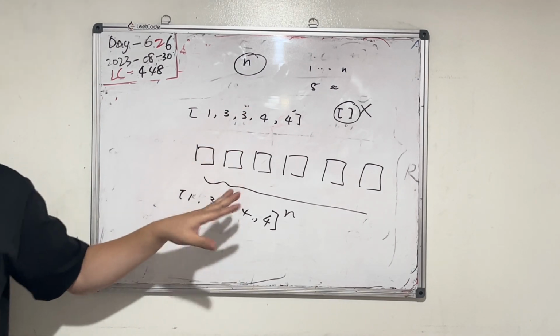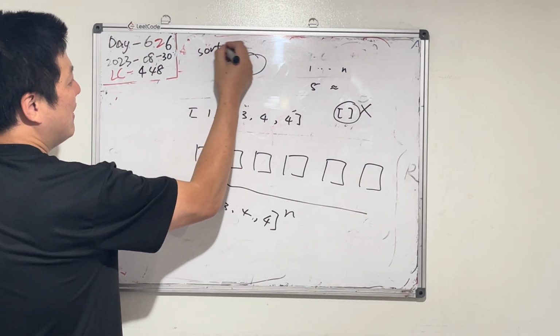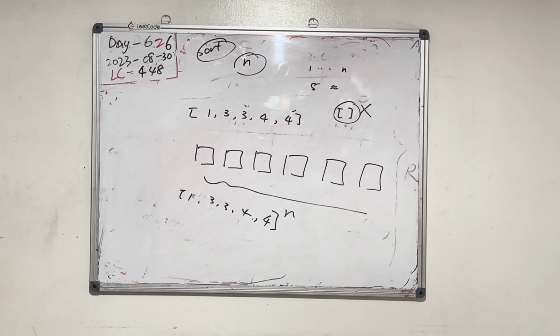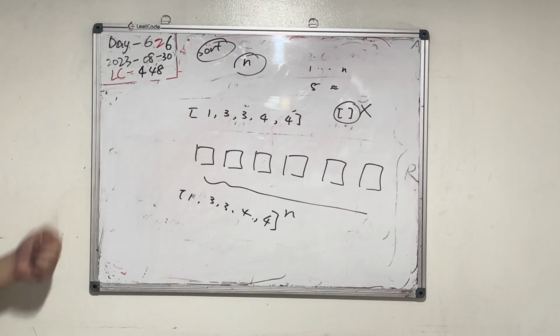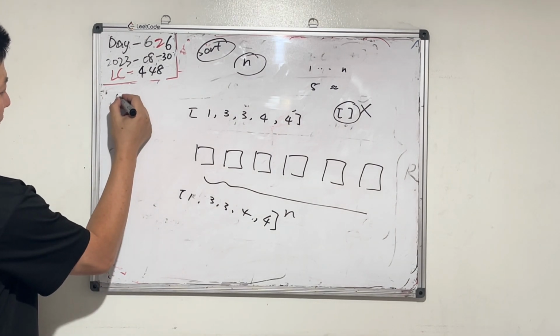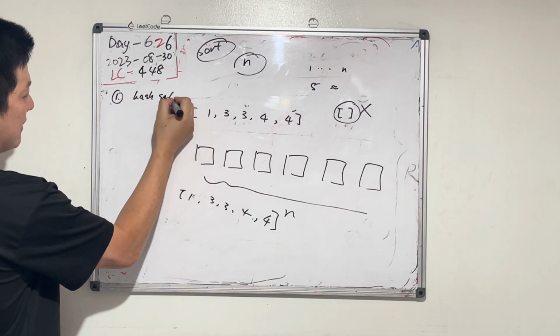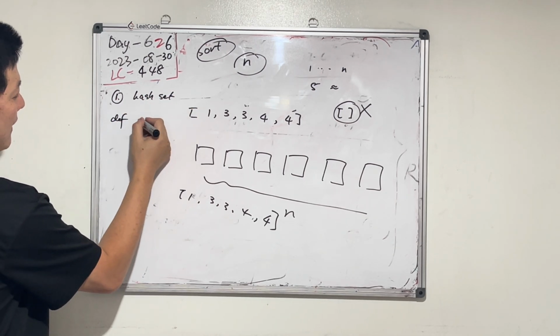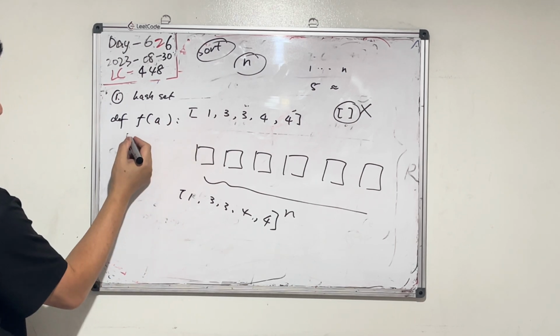But the complexity of sorting is O(n log n), right? We can do this, but it's not very optimal. Let's talk about using the hash set first. The first one is using the hash set, the notebook, right? So let's say this function is f, we're given this array, and then we need to convert this to a hash set.